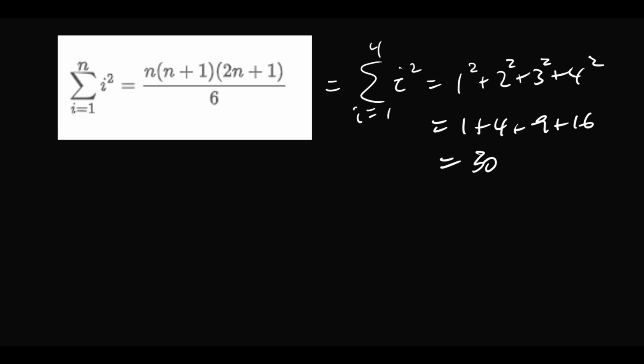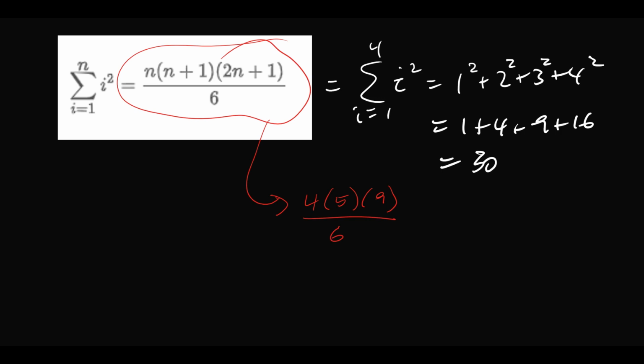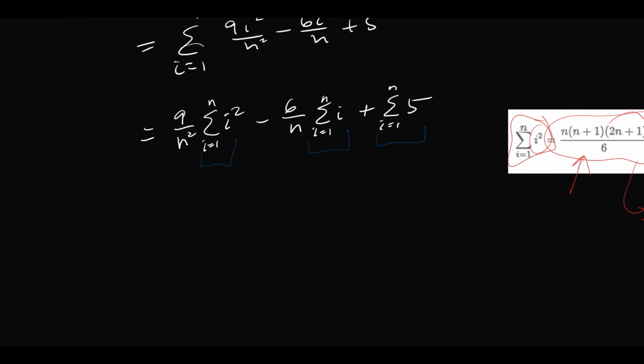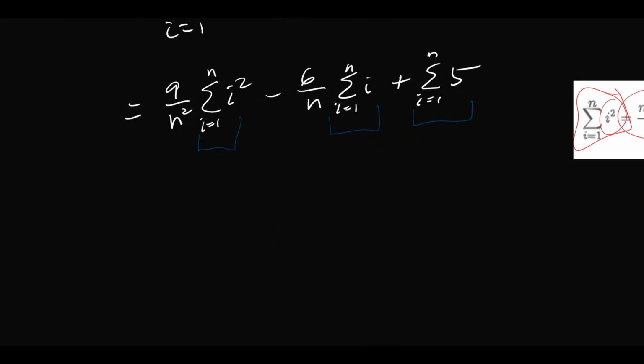Okay, so now I'm going to take the other side and I'm going to evaluate it that way instead. So n is 4, so it would be 4 times 5 times 9 over 6. So this cancels. This is a 2 and this is a 3. This is a 3. This is gone. So this is 2 times 3 times 5, which is 30. So you get the same exact answer. So anywhere I see an i squared, I can put this right-hand side instead. So basically, that's what I'm going to do here.